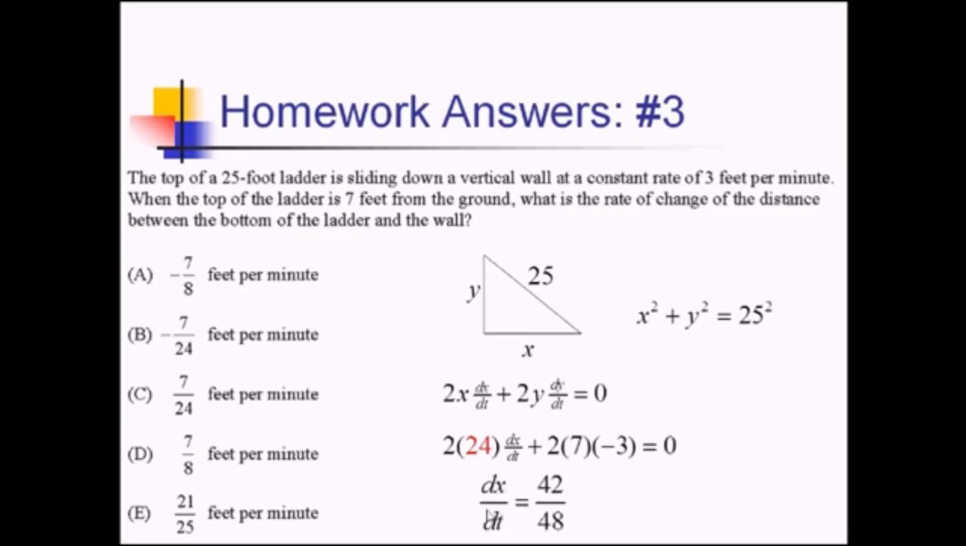So dx over dt then is going to be whatever this reduces to, which is going to come out to 7 over 8 feet per minute. So that's going to be choice D.